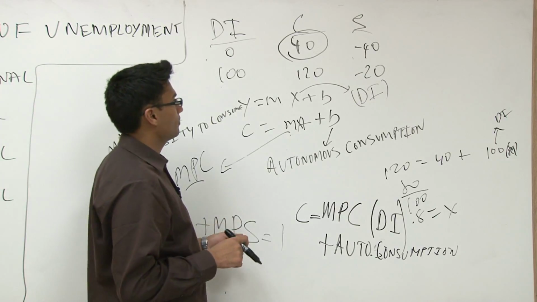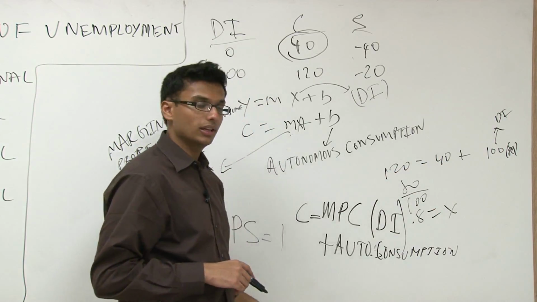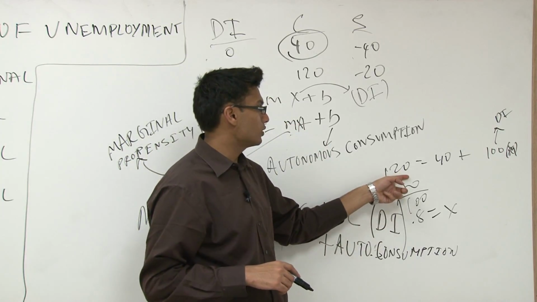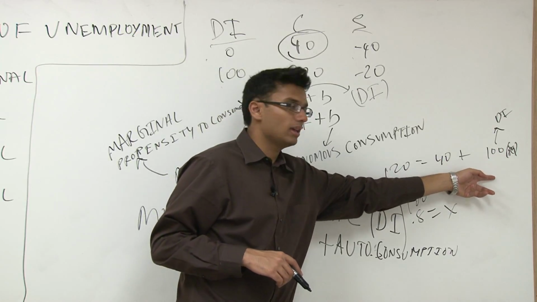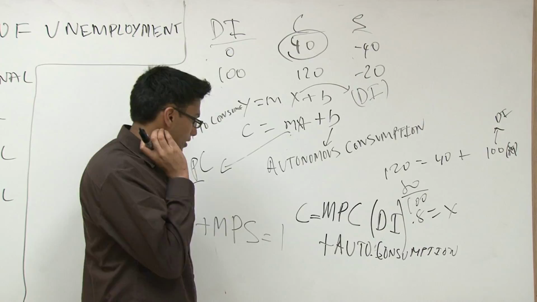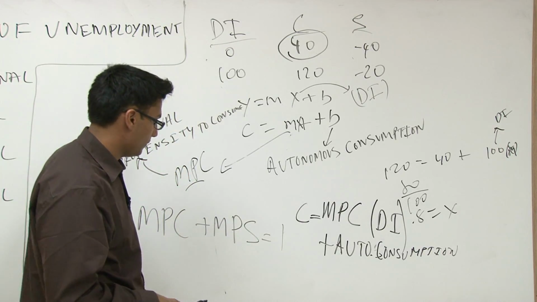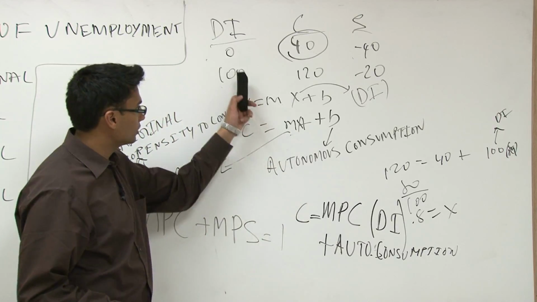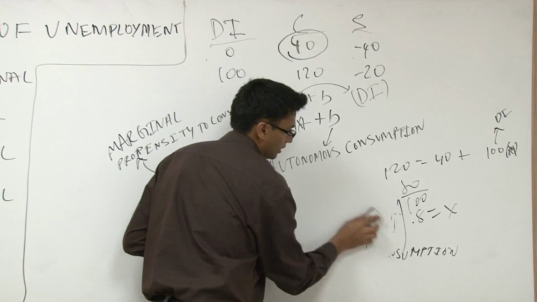So now I know some things. I know that my b is 40, or my autonomous consumption is 40. My new point: consumption is 120, DI is 100, so I plug that in, and I want to know what the MPC is. You just solve for MPC, you get 0.8. So you get the equation, and you create the consumption function. And the consumption function for this particular data point is pretty simple and straightforward. It is as follows.